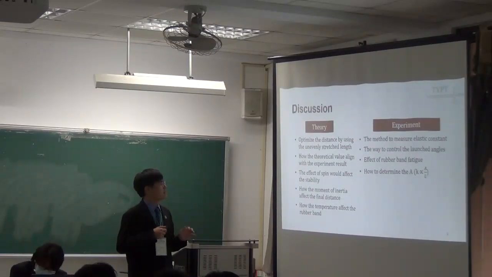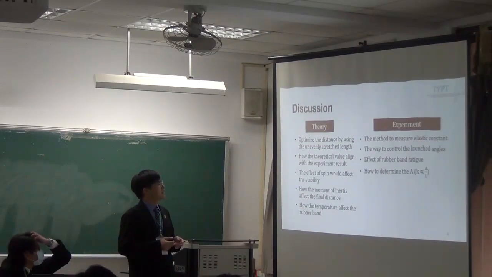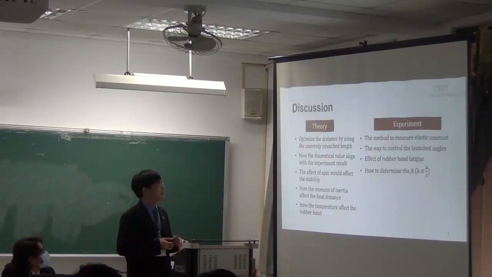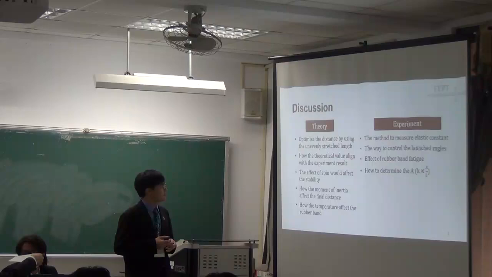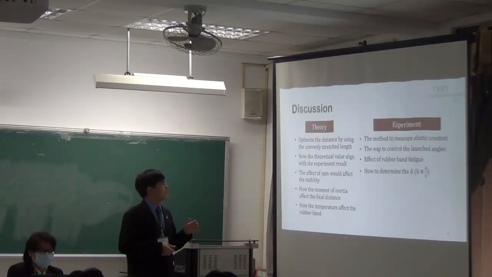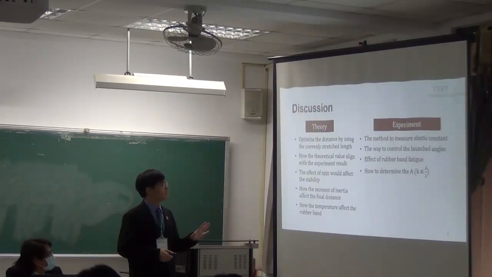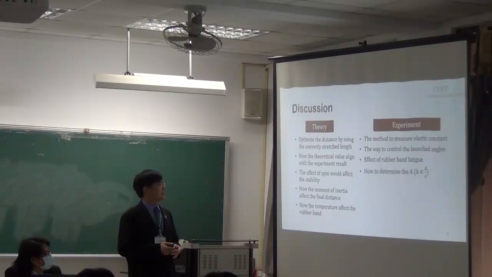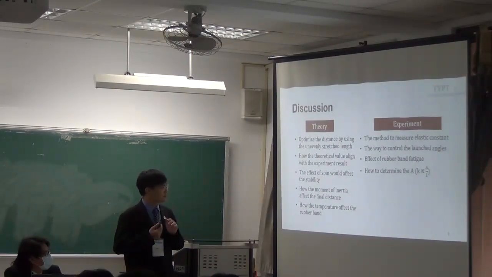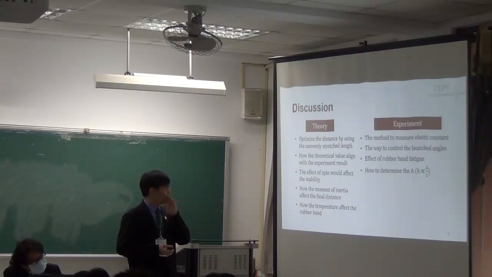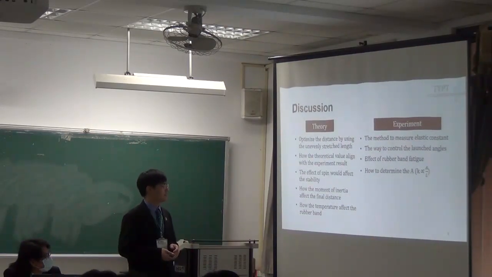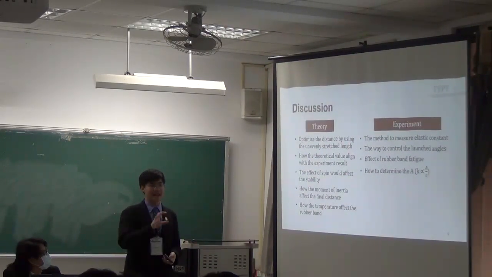We discussed that we need to optimize the distance by using the unevenly stretched length, and how the theoretical value aligns with the experiment result, and that the effect of spin would affect the stability, and how the moment of inertia affects the final distance. We also discussed how the temperature affects the rubber band, and we actually did that in the experiment.